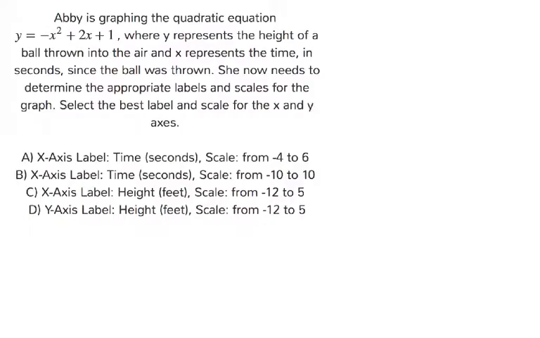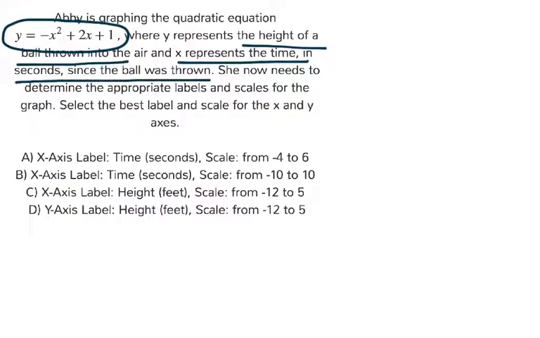Alright, in this question, Abby is graphing the quadratic equation y equals negative x squared plus 2x plus 1, where y represents the height of a ball thrown in the air, and x represents the time in seconds since the ball was thrown. We need to determine the appropriate labels and scales for the graph. Select the best label and scale for the x and y, so one of each basically.